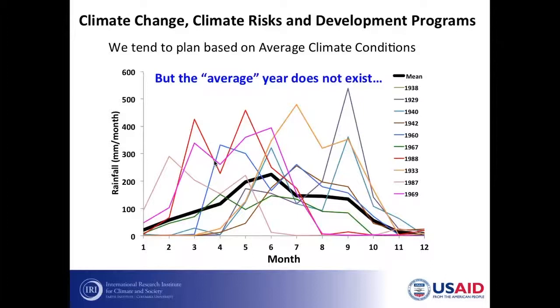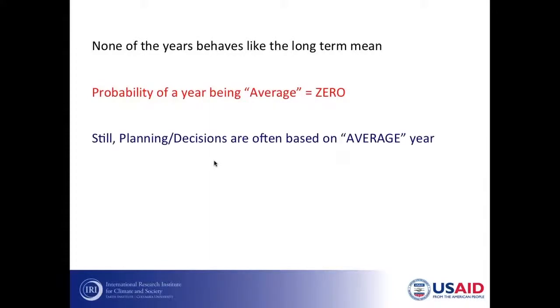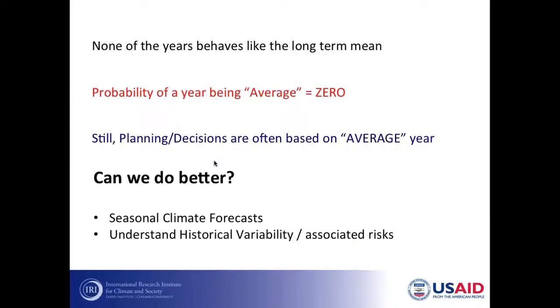So clearly, first conclusion, none of the years behaves like the long-term average. In other words, the probability of a year behaving like an average year is 0. Still, think how many decisions are based on an average year, on the climatology. So we're basing decisions on something that has the probability of 0. Can we do better? And yes, we can.